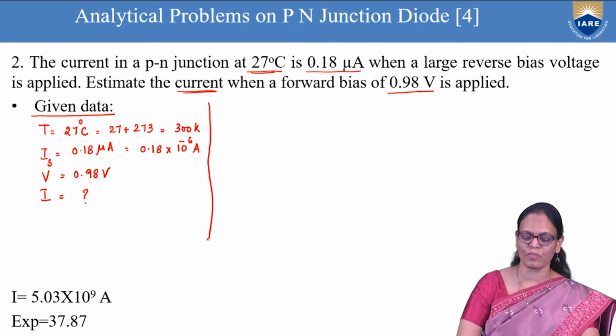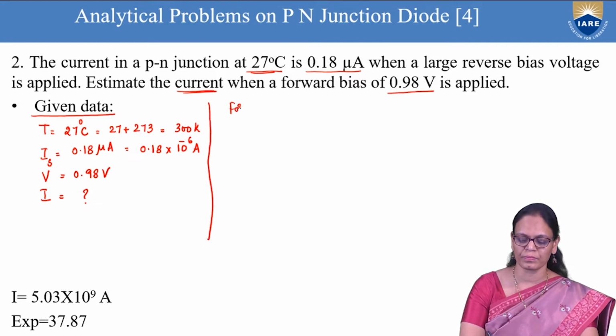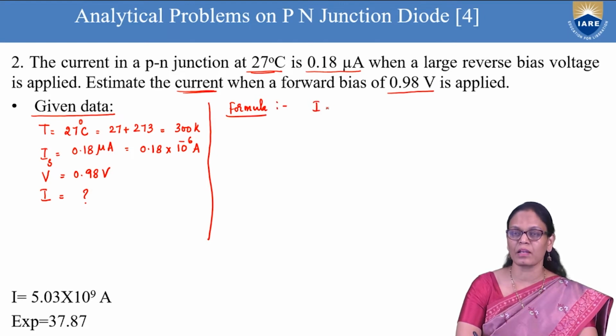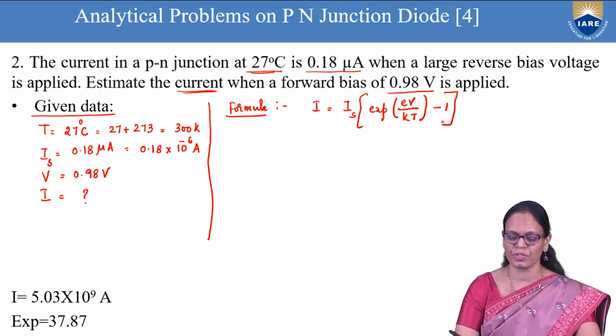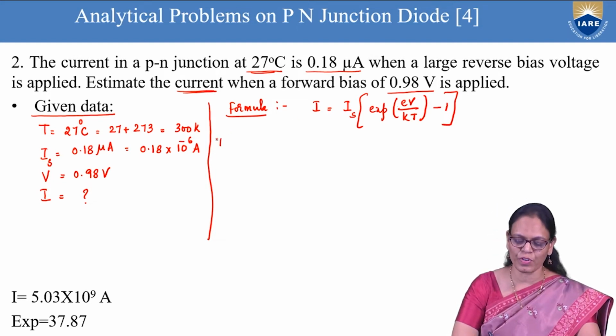Now what is the formula we are going to use? The formula which we have already discussed, I is equal to Is into exponential EV by kT minus 1. So this is the formula we are going to use. I we have to find. What is Is here?